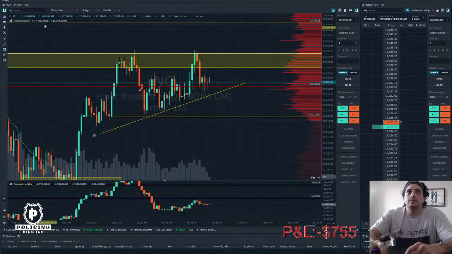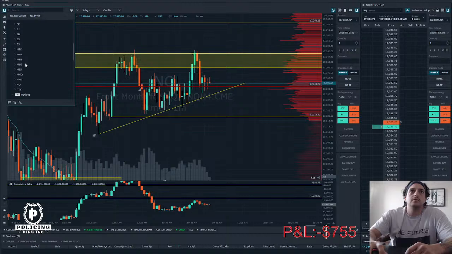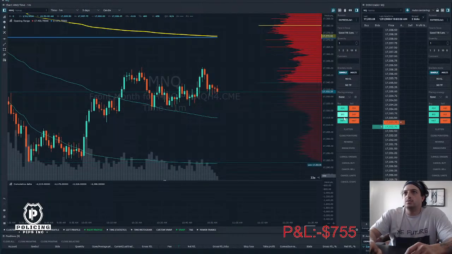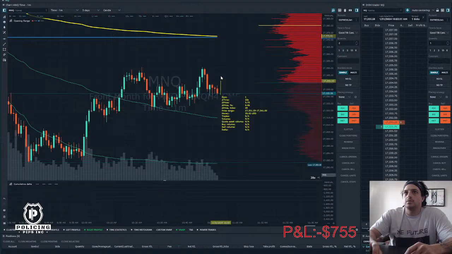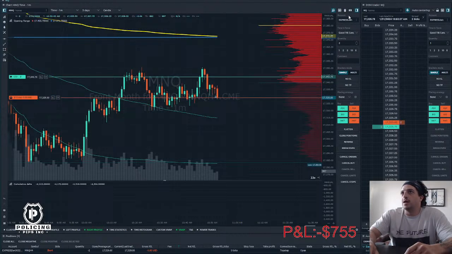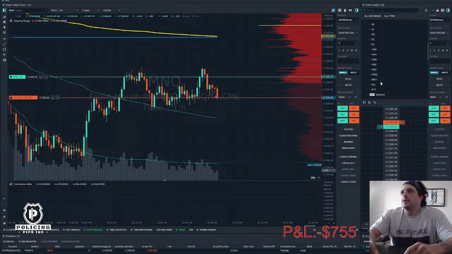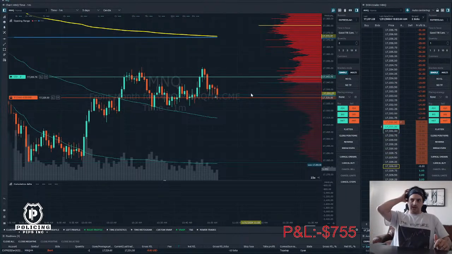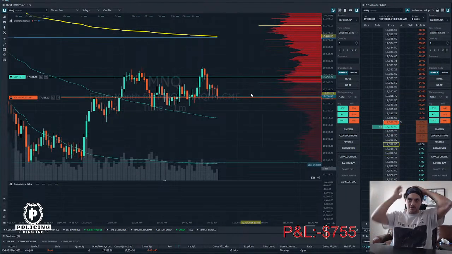I'm flattening that. Let me get over here to micros. The MNQs. I'm selling this here on the micro. So now you know that I'm not on a full contract here, just to mitigate my risk on this idea here.